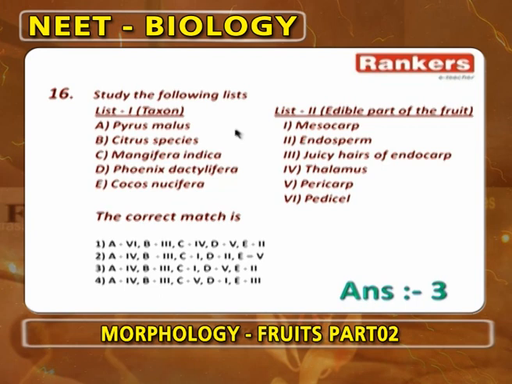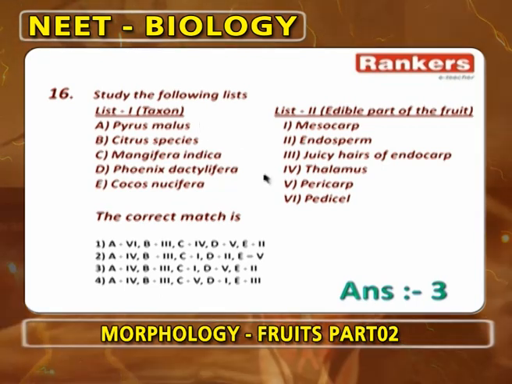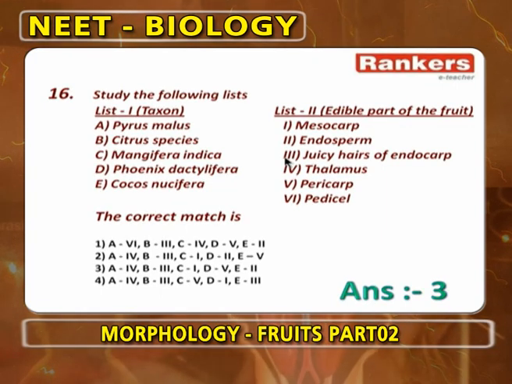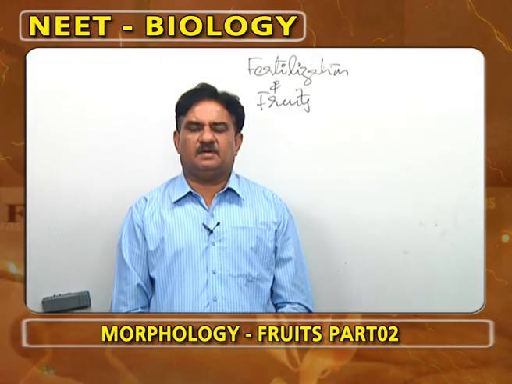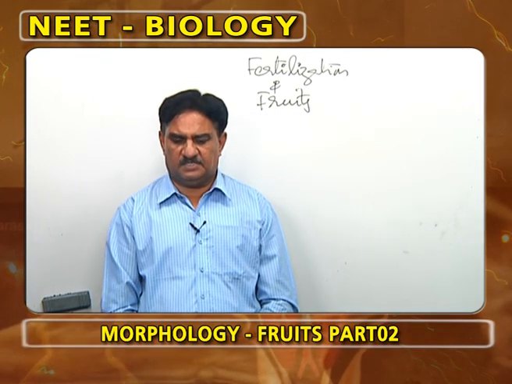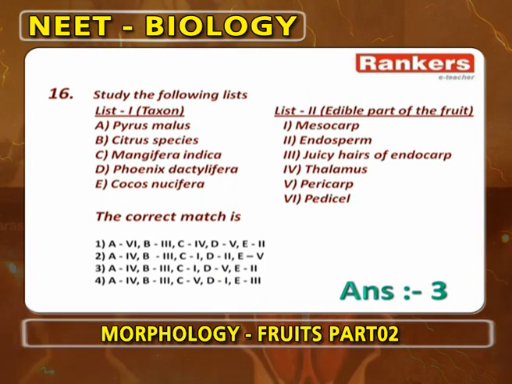Pyrus malus, thalamus. Pyrus malus is a false fruit where thalamus is edible. Citrus species, juicy hair of endocarp. Citrus is a hesperidium. It develops from multicarpellary, syncarpous, multilocular, superior ovary. The outer epicarp is green or yellow with oil glands. Middle mesocarp is white and papery. Inner endocarp is divided into chambers. Chambers enclose juicy hair. So what we eat in citrus is juicy hair.